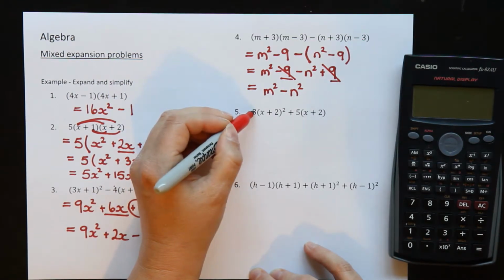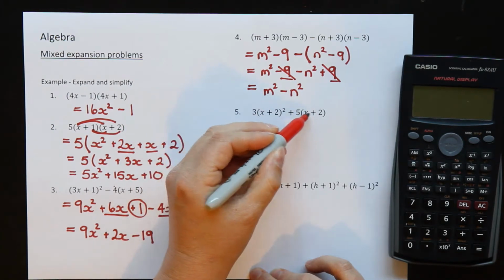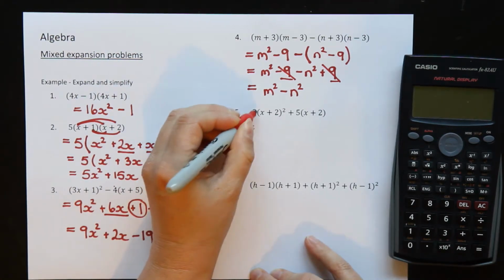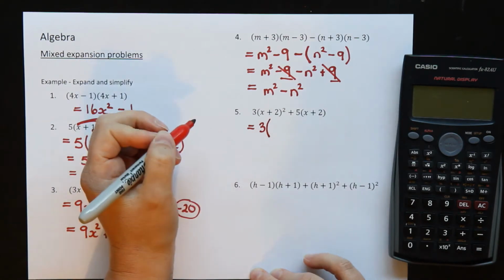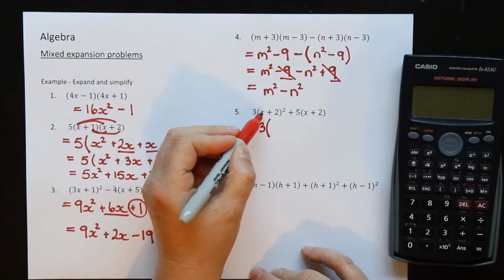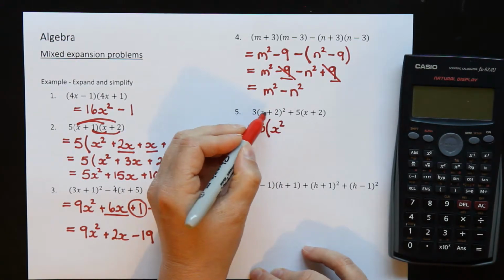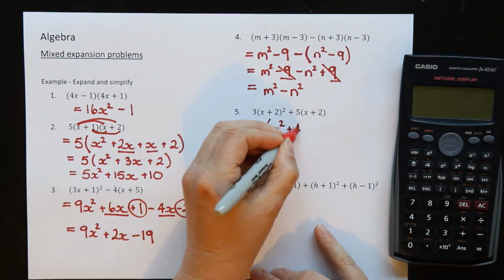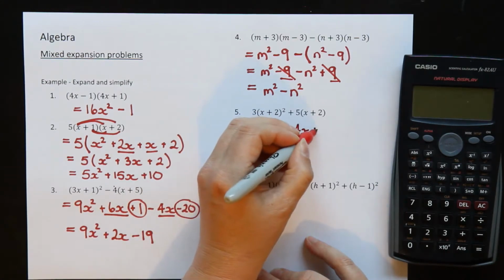We have a 3, then we have a bracket squared, so there's a perfect square, and another bracket there to expand. So a number out the front, we need to leave it there and expand out our perfect square first. So the perfect square, we do x times x is x squared. Then we times both of these together. 2 times x is 2x, and we have to double that to get 4x. And then we do the 2 times 2, which is 4.